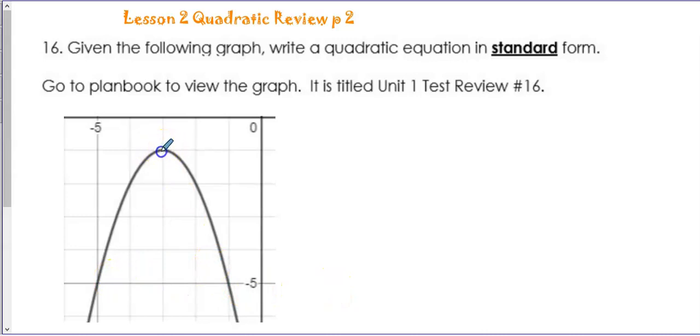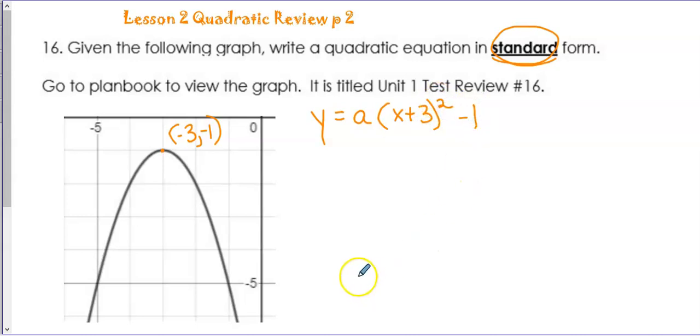So we can see that the vertex on this is at -3, -1. And notice too that we're told to write this in standard form, so we need to not leave it in vertex form. But we're going to write it in vertex form to begin with. Using the vertex, we're going to write y equals a, and we don't know what it is yet, times x plus 3 in parentheses, quantity squared, and then -1 outside the parentheses.